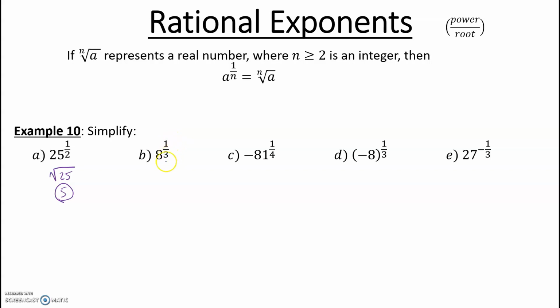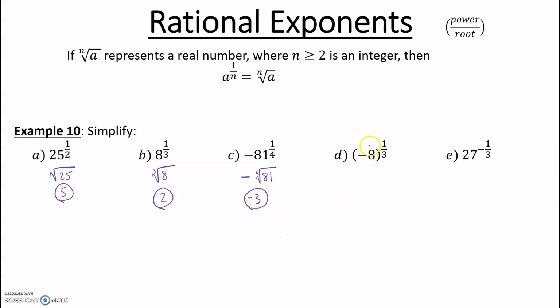Here, power over root, that is the cube root of 8, which is 2. 2 times 2 times 2 gets me 8. Here we have the power over root. This is your 4th root of 81. So you have negative and then 4th root of 81, which is going to be negative 3. Because 3 times 3 times 3 times 3, remember 4th root 4 times, gets me 81, and then that negative's out front.